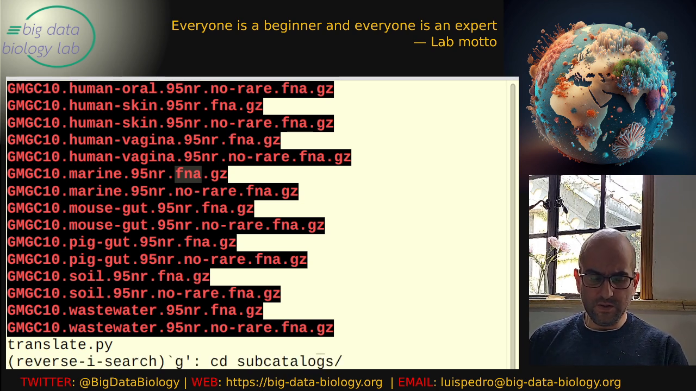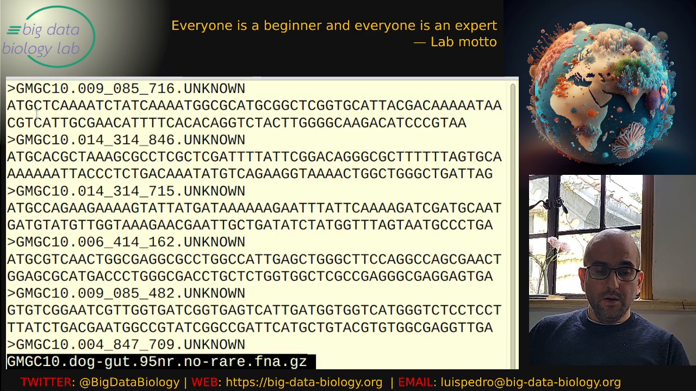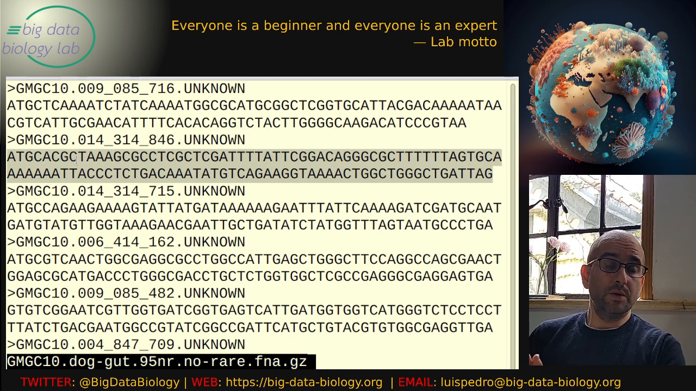So let me first just get, and I'm going to use the dog gut one here as an example. Because I've already prepared this ahead of time, the git annex get command does nothing, the file is already there. As you can see, these are nucleotides. Here ATG, so you see the start codon. But how do you now get the corresponding amino acid versions?